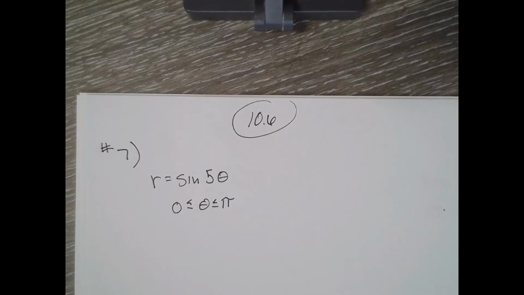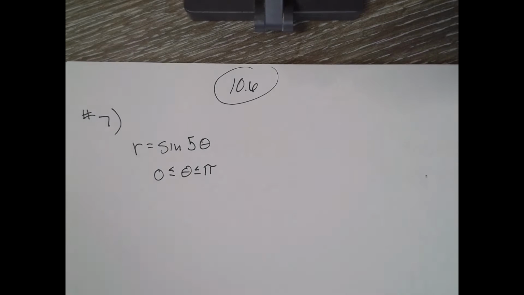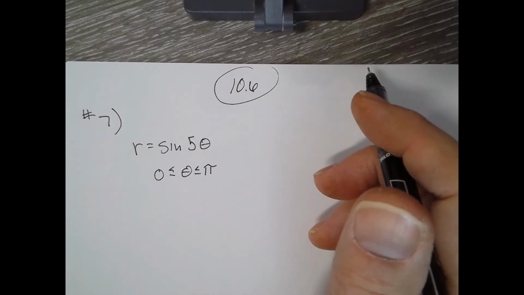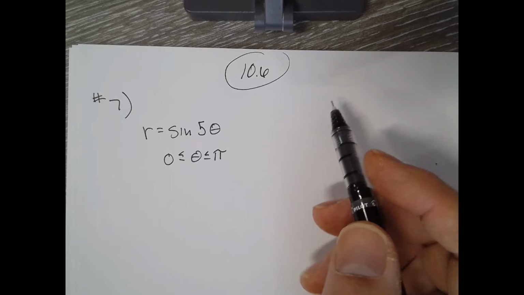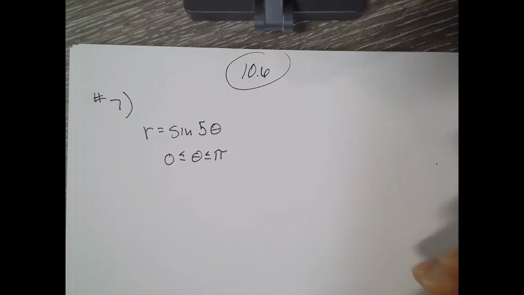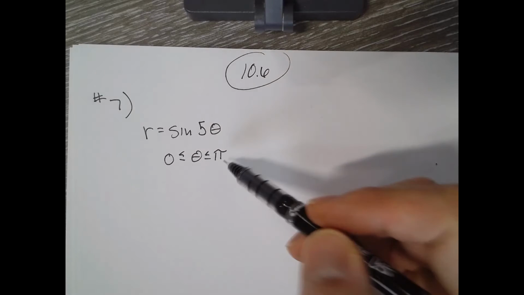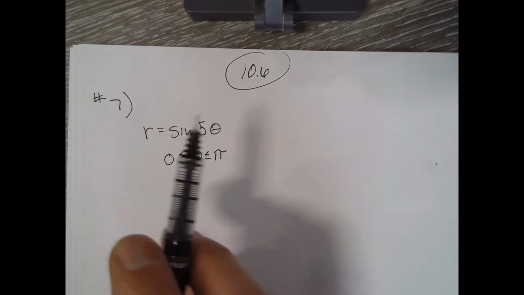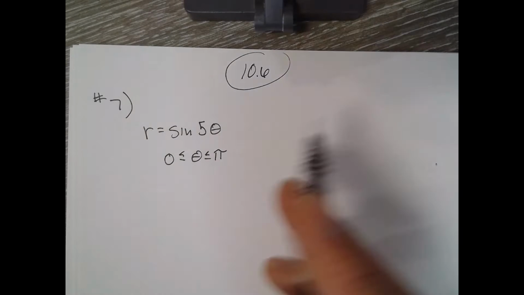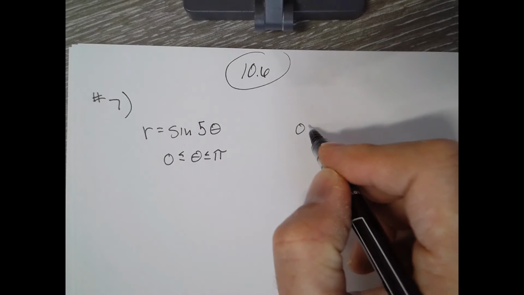10.6 number 7. We're supposed to find the tangent lines at the pole. In order to find the slope, since it's at the pole, all you have to do is find the tangent of the angle. The angle is between 0 and pi. If it's at the pole, that means r is going to be 0. So the first thing we'll do is make r 0 and solve.